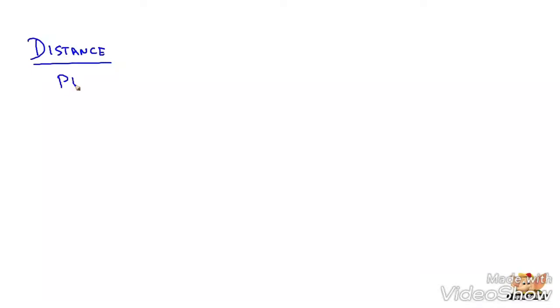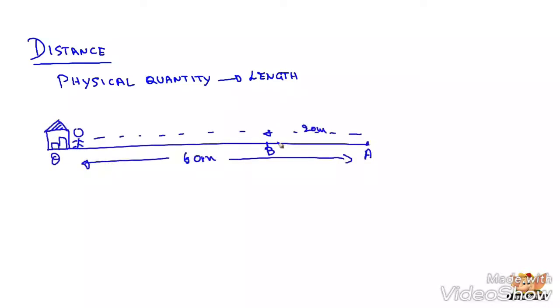Distance. It is a physical quantity expressed in terms of length. Take an example wherein a man is walking from his house, which is 60 meters, and reaches a spot where there is a shop. He reached the place and came back. Another shop is located at B, 20 meters from the position A.